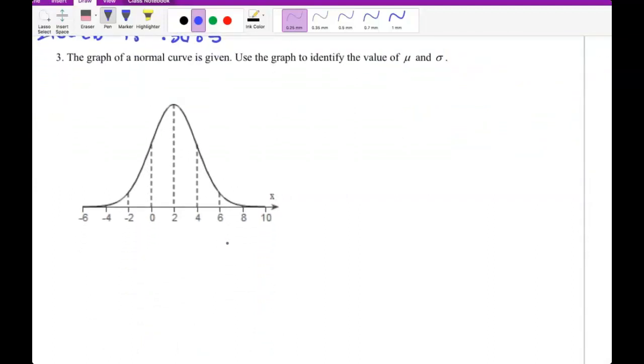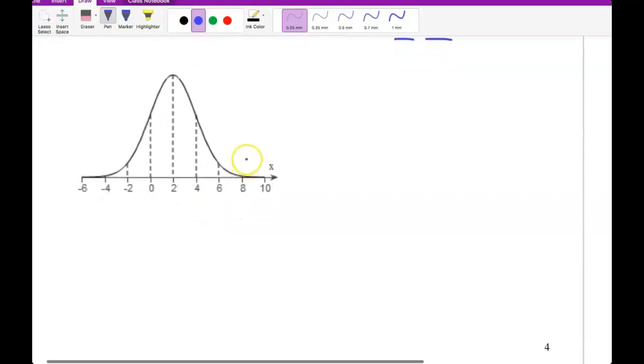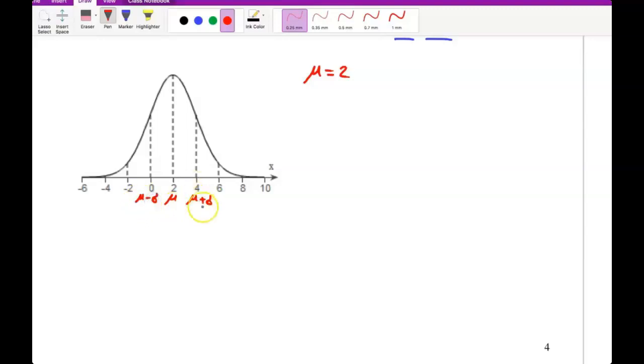Okay, now number 3: the graph of a normal curve is given. Use the graph to identify the value of the mean and standard deviation. Based on the empirical rule or normal distribution, here in between we have the mean. So the mean is equal to 2. On this side, this is mean plus standard deviation, or we can use the other one, mean minus standard deviation. Let's use this.